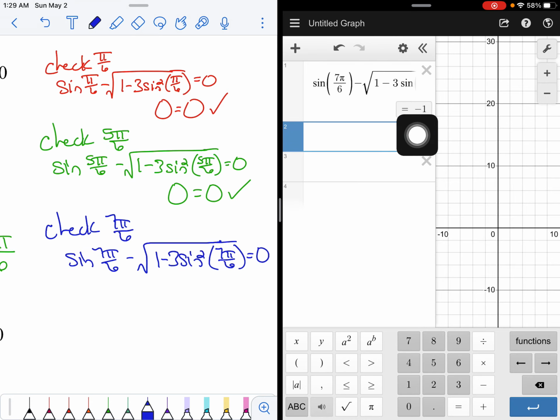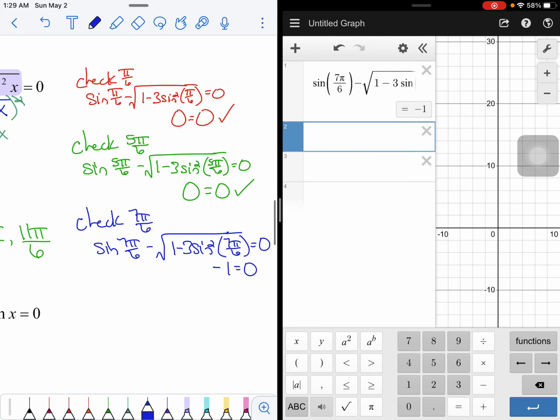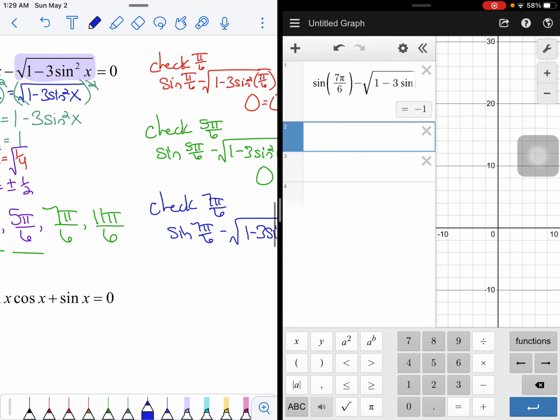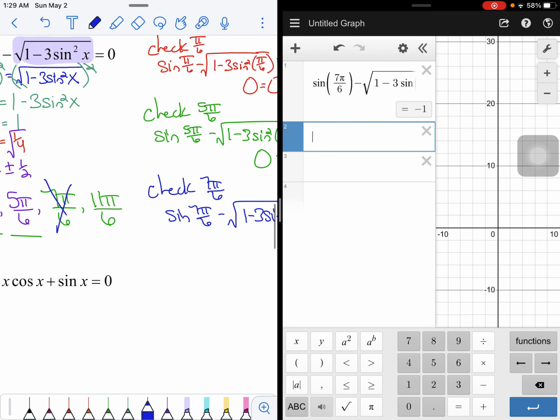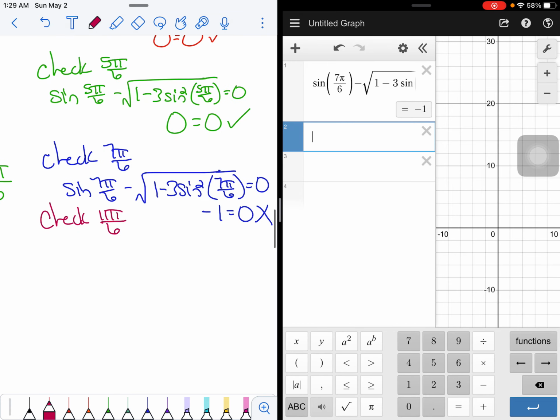Okay, this one's actually really easy to tell. We're getting the answer of -1 equals 0. I don't know about you guys, but that's not true. Because that's not true, I know 7 pi over 6 is not my answer. It's just not possible. We've got one more to do, which is we're going to check 11 pi over 6.